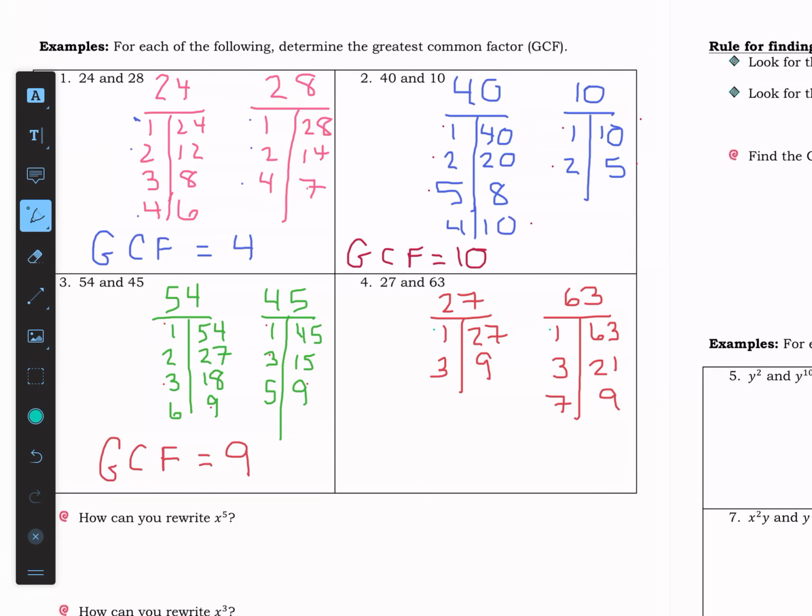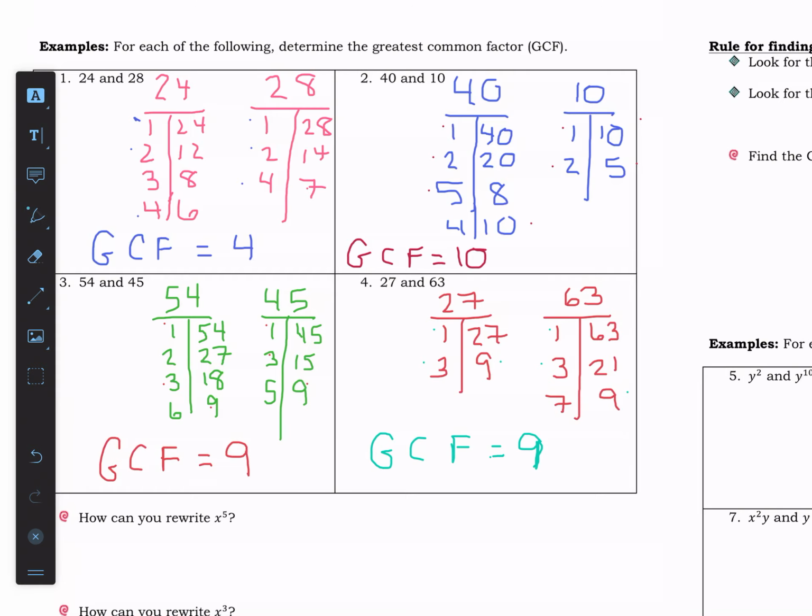Okay, so now we're going to look at who they have in common. So they both have 1s, both have 3s, and they both have 9s. So the biggest number that they both have in common is 9. Okay, so our GCF is 9. Okay, all right, so that's how we do it when we are doing it just with numbers.